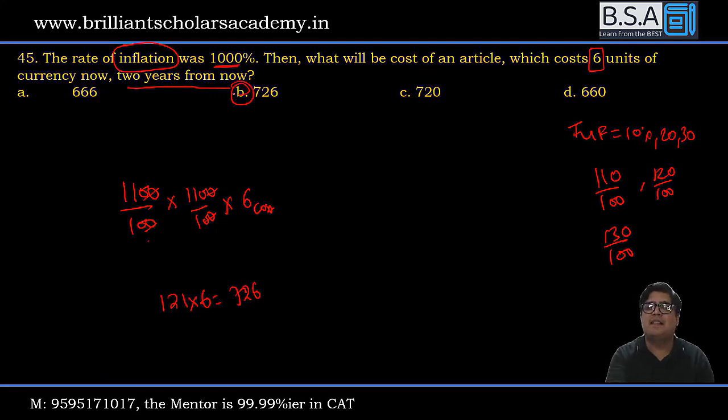The only concept it is testing is how you increased. Whatever increase is there, you apply 100 plus increase on 100. If you need a 10% increase, 100 plus 10 upon 100. If you need a 20% increase, 100 plus 20 upon 100. Here how much increase is needed? 1000. So 100 plus 1000, 1100 upon 100. How many times do you do this? 2 times. Your job is done. Let us move ahead.